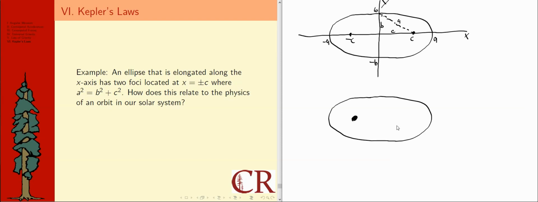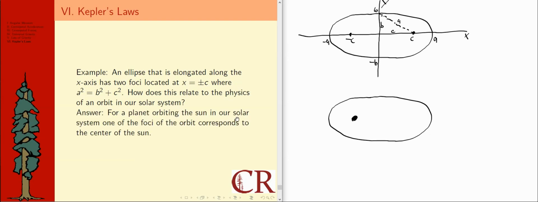And like I said, that's a result that is way beyond the level of this class and probably quite a few other classes too. I've seen it done, but it's a pretty advanced result. But it's kind of cool to know that the sun always has to be at one of those foci. In that sense, that knowledge is part and parcel to Kepler's first law about elliptical orbits. So let's check it out. It says, for a planet orbiting the sun in our solar system, one of the foci of the orbit corresponds to the center of the sun.